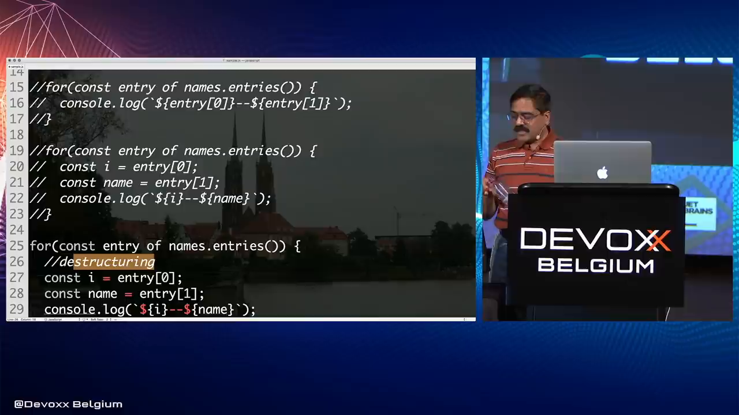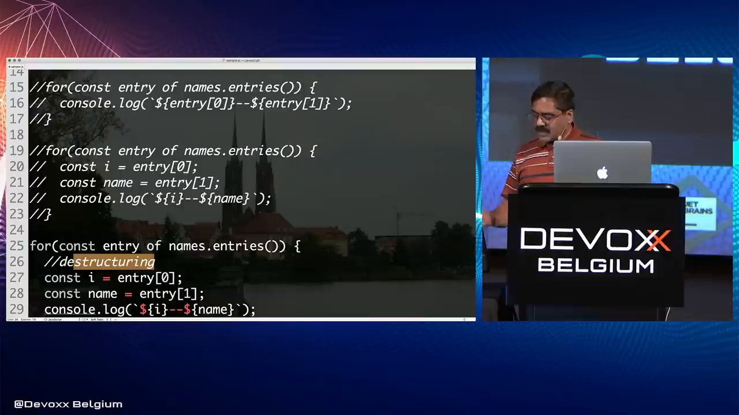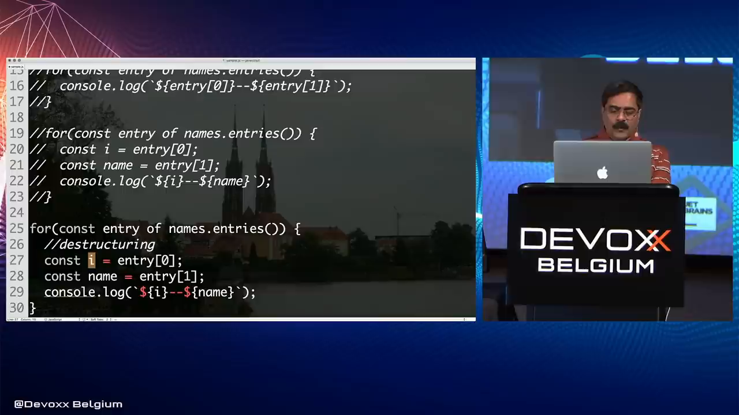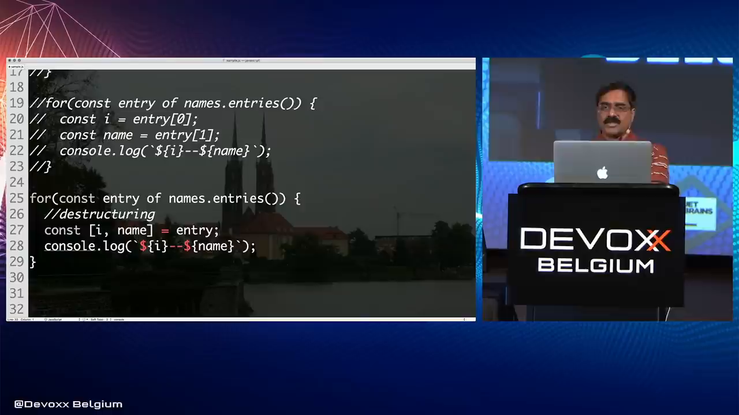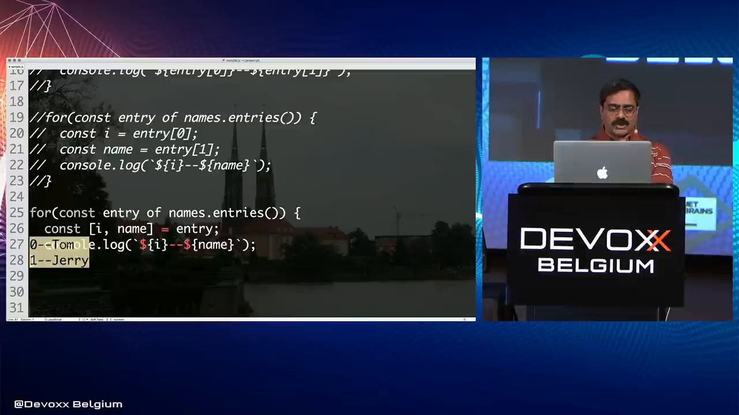So what I'm going to do in this case is in one shot, I'm going to destructure this. I'm going to put square brackets right there because it's an array. And I'm going to say i, name and put entry right there. And I can do the destructuring in one shot, as you can see right there. Well, that was a little bit better. I'm not saying it's excellent, but it's a little bit better than the previous one because we are using destructuring of an array at this point.